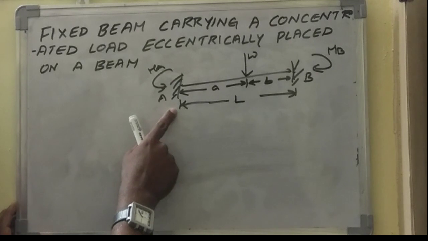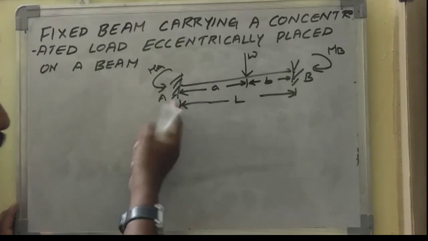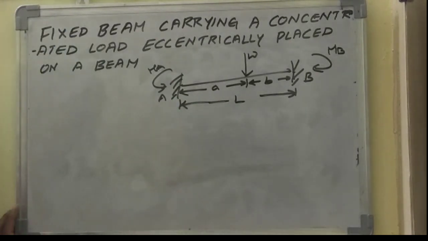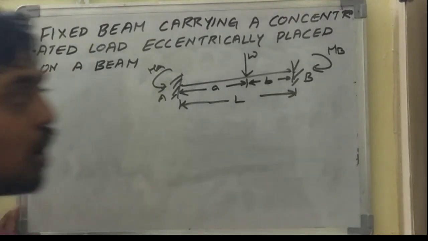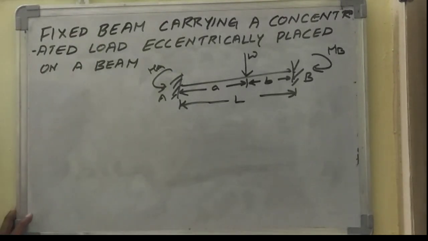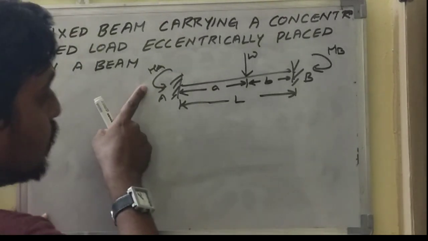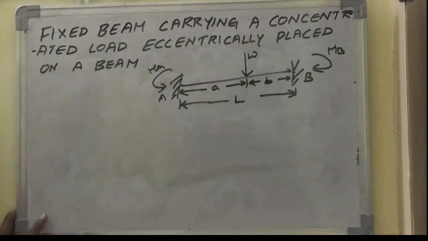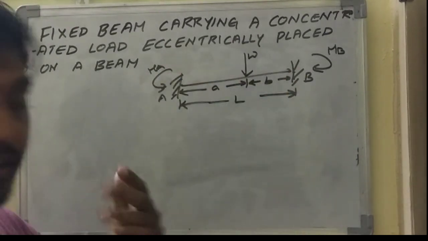Here also the slope at each end remains 0. Therefore, the entire beam will remain in a horizontal position. To satisfy this condition, two couples, that is MA and MB, will be induced at each end.